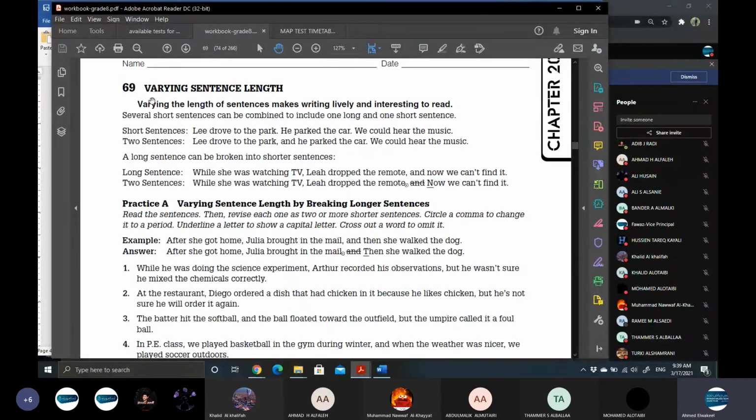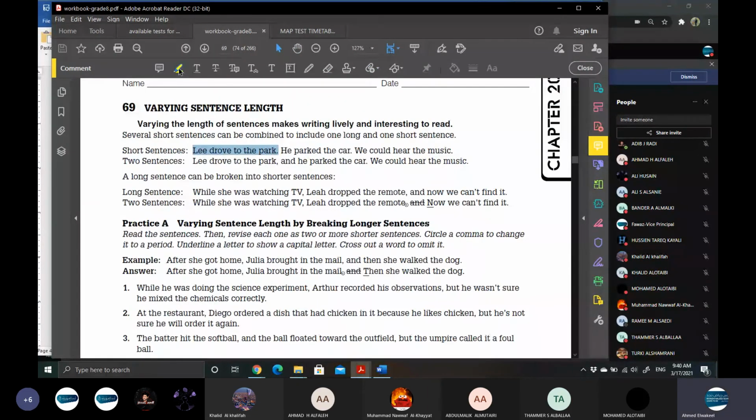So if you open your book, page 69, you will find out that we're speaking about sentence length. Length means how big is your sentence. For example, here, I have: Lee drove to the park. Simple sentence. He parked the car. Another simple sentence. We could hear the music. Another simple sentence. So each one of them is a simple sentence. So I have three simple sentences.